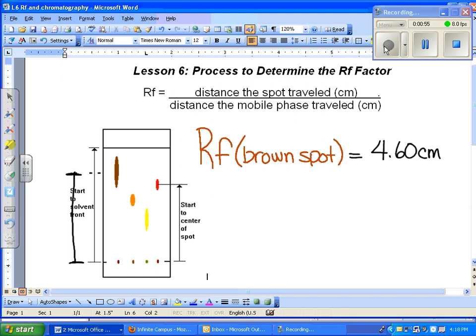Okay, and then I'm going to divide that by the distance the mobile phase traveled. The distance the mobile phase traveled on this particular one starts at that starting point. Even though the mobile phase started down here, we're going to start at what I call the starting point. Your mobile phase is the line that's been drawn when you did the Monster Monkey lab. It was the junction between wet and dry. So the distance from here to here on your homework is 5.75 centimeters.